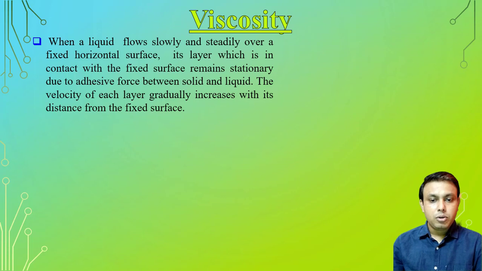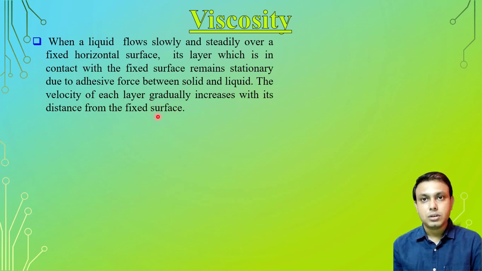When a liquid flows slowly and steadily over a fixed horizontal surface, its layer which is in contact with the fixed surface remains stationary, and that is due to the adhesive force between the solid and the liquid. The velocity of each layer gradually increases with its distance from the fixed surface.